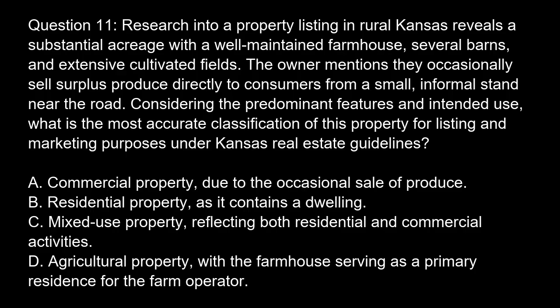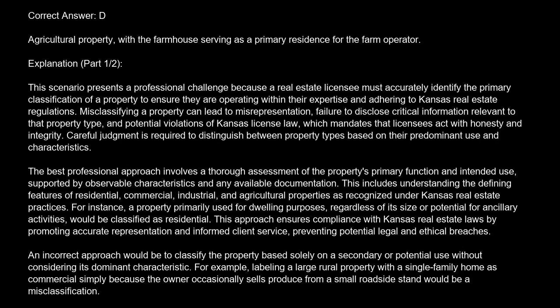Option A, commercial property due to the occasional sale of produce. Option B, residential property as it contains a dwelling. Option C, mixed-use property, reflecting both residential and commercial activities. Option D, agricultural property, with the farmhouse serving as a primary residence for the farm operator. The correct answer is D, agricultural property, with the farmhouse serving as a primary residence for the farm operator.